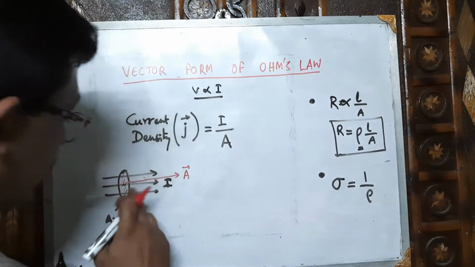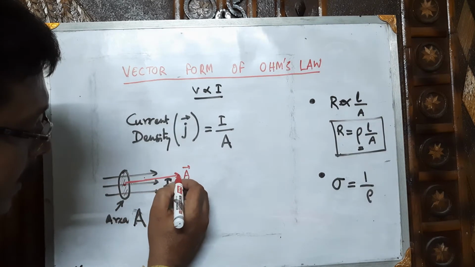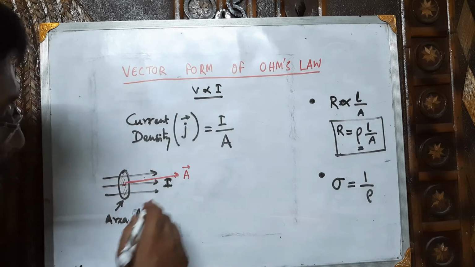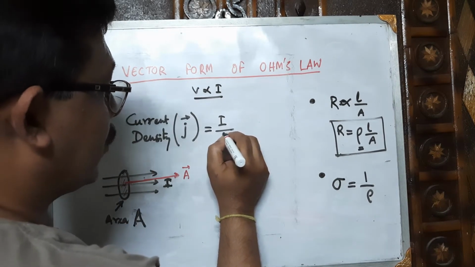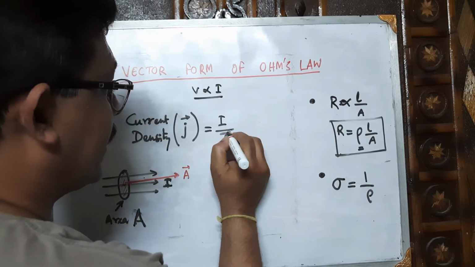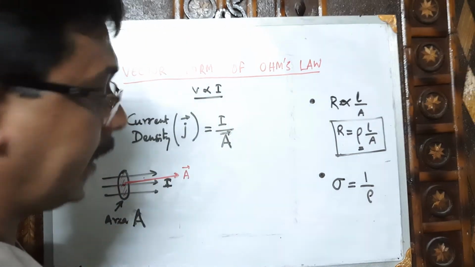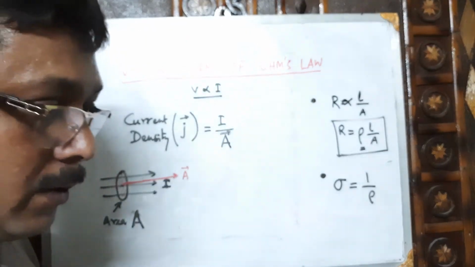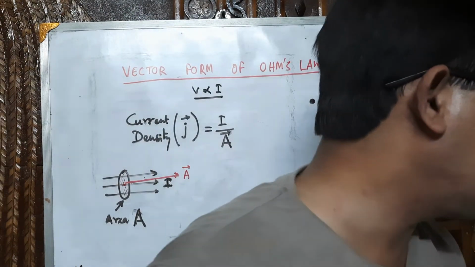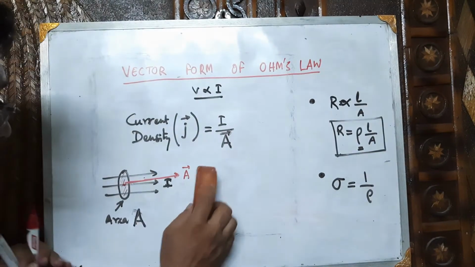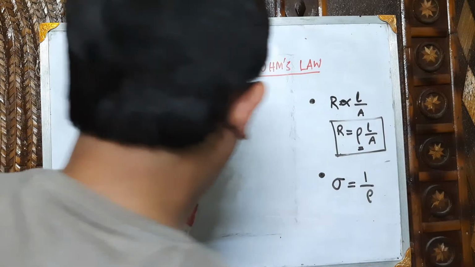So on that concept, if this is the area, then the area should be indicated by the vector which is perpendicular to the area. This is the direction of the area vector, and current I is passing. That means this A is actually a vector quantity. So I can write that I by A is your current density, and this area is a vector quantity. Now we can write that J is equal to I by A.